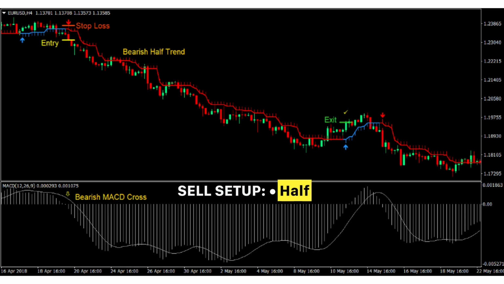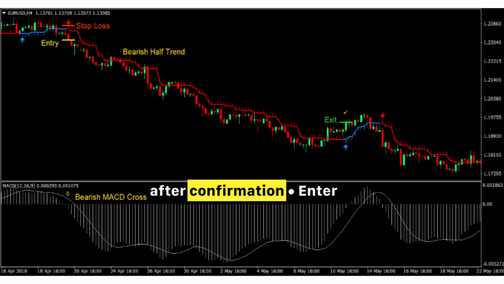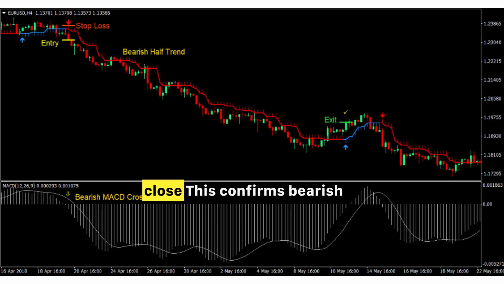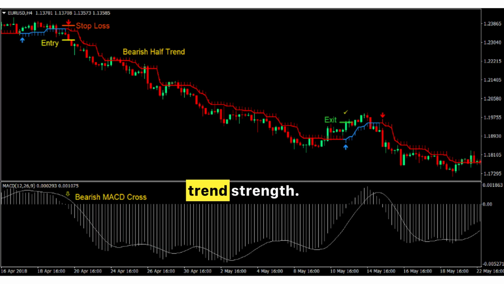Sell setup. Half-trend turns bearish color and plots above price. MACD histogram moves below zero, or MACD line crosses downward. A bearish candle closes after confirmation. Enter a sell on candle close. This confirms bearish trend strength.